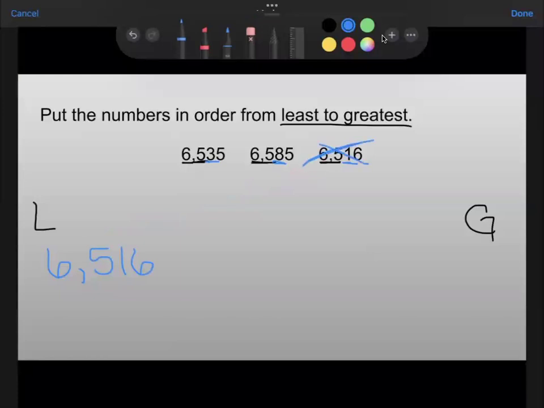Now going back to look at the tens place, we have an 8 and a 3. Well, 3 is less than 8, so that means that number would go in the middle or come next. 6,535 would go right here. Now I can go ahead and cross that one off, and that leaves me with only one number left, so that has to be the greatest. 6,585. So these are the numbers in order from least to greatest.